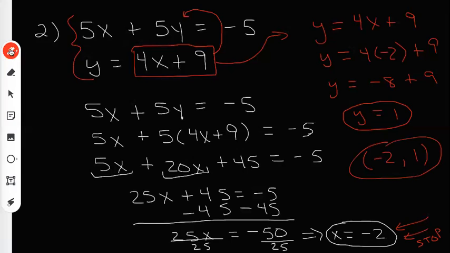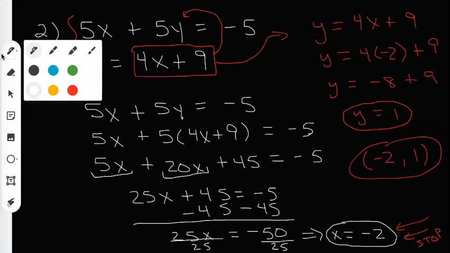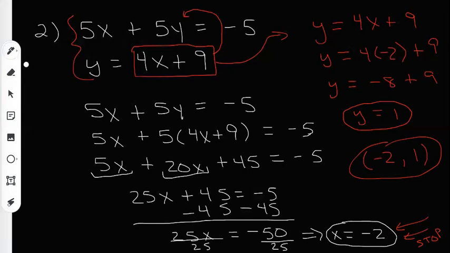Okay? So always remember, if you find the x, you've got to find the y. And if you find the y first, then you got to go back and find the x, right? You need both. So let's look at number 3.